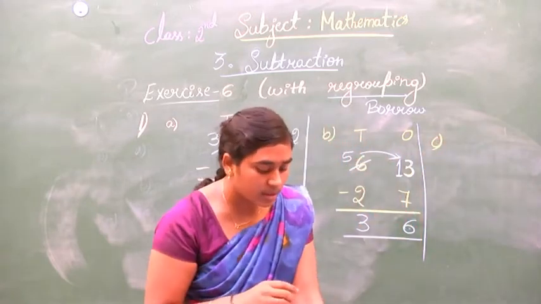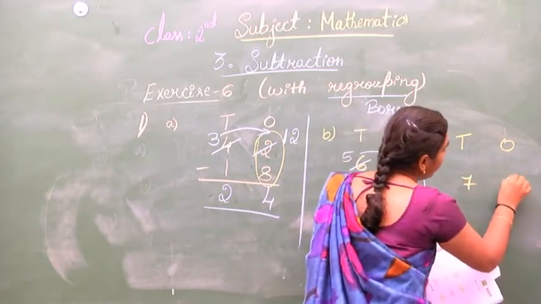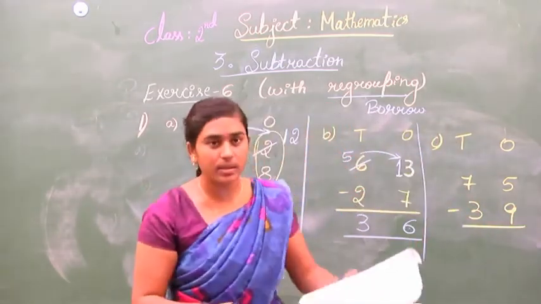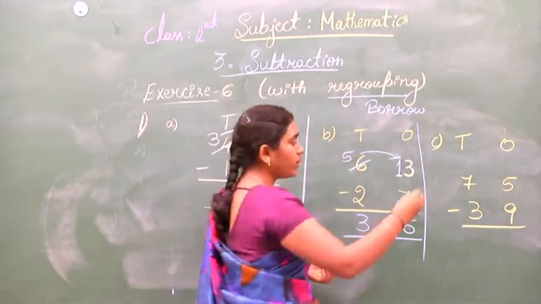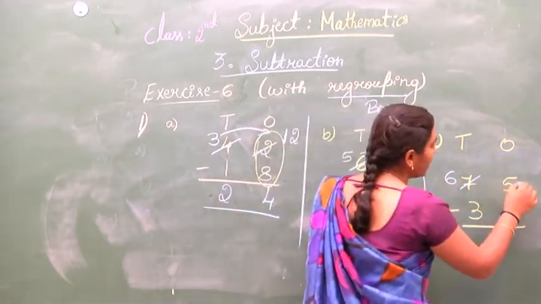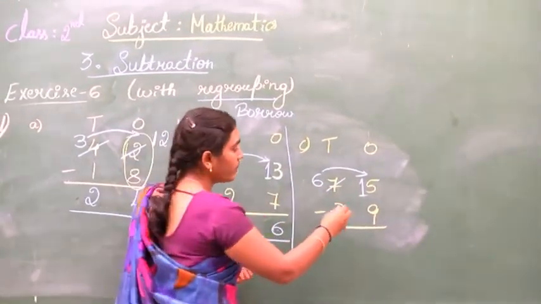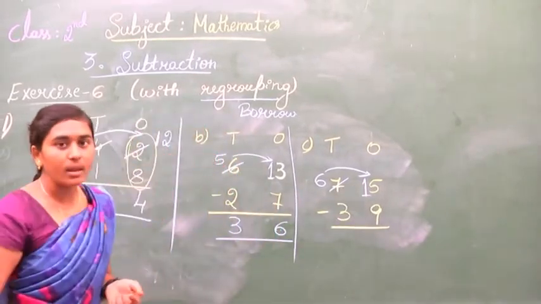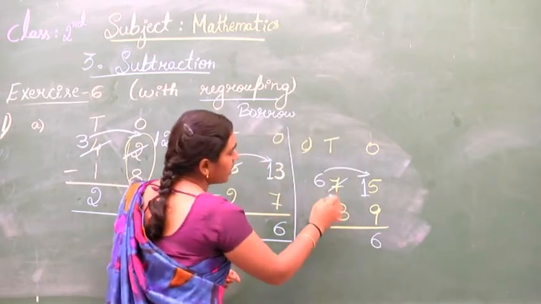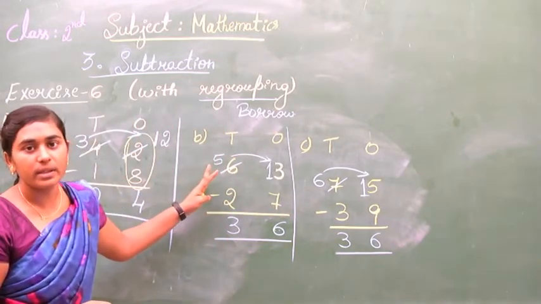The next one is tens place, ones place, 75 minus 39. Here also take the borrow from the previous number. 7 becomes 6 and 5 becomes 15. 1 I am taking to the ones place, it becomes 15. So 15 minus 9 is 6 and 6 minus 3 is 3. Like this we have to solve the subtraction by taking the borrow.